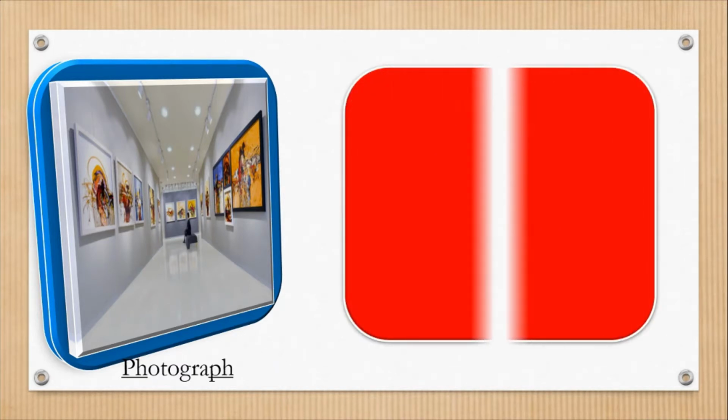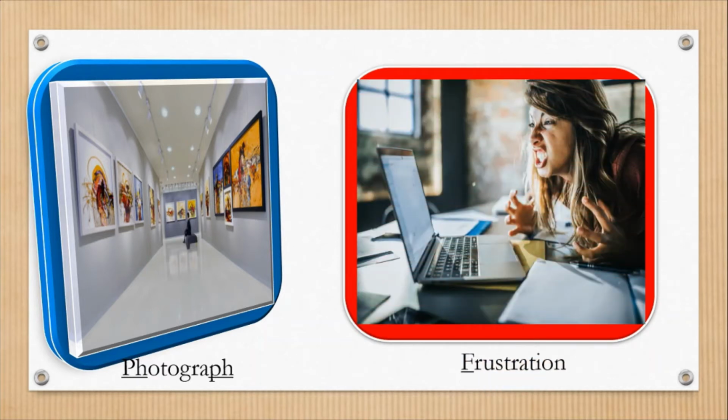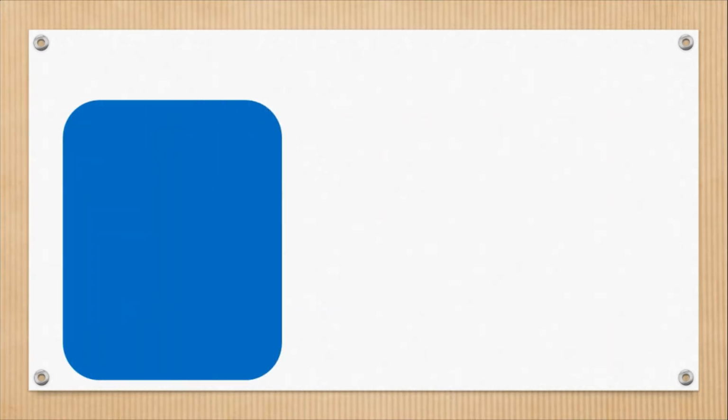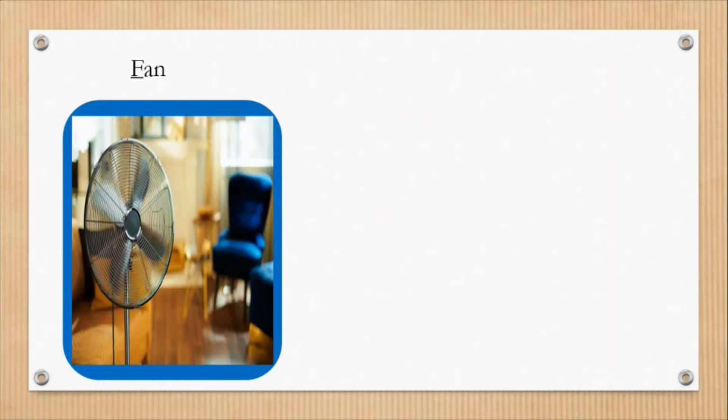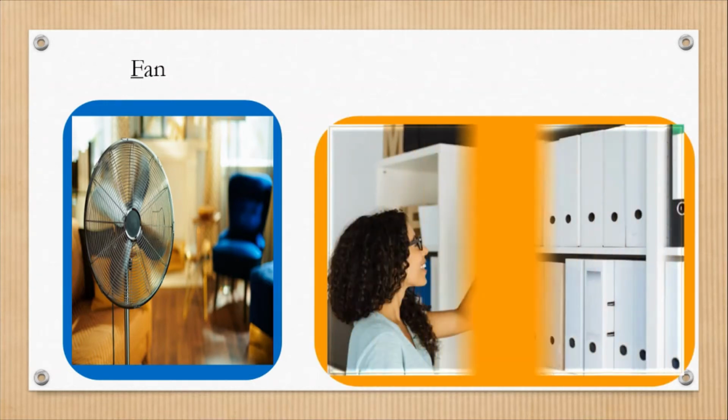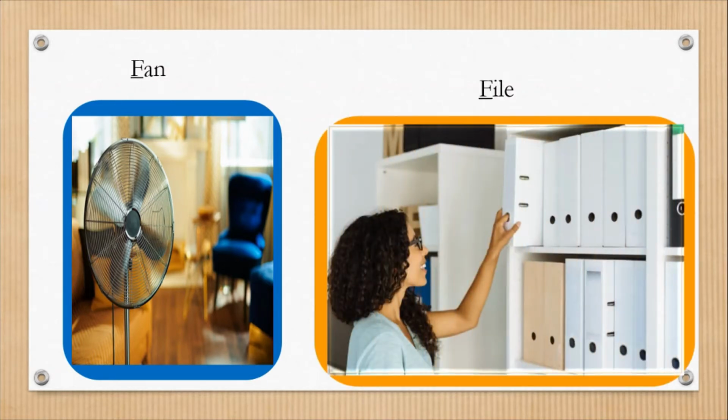Okay, what do we have here? Photograph. At the beginning and at the end of this word. This is frustration, also at the initial position. We have fan. We have file. The sound is occurring at the initial in both words.